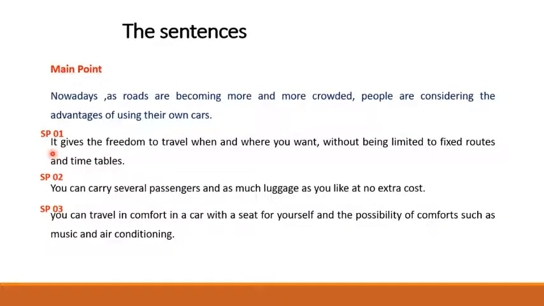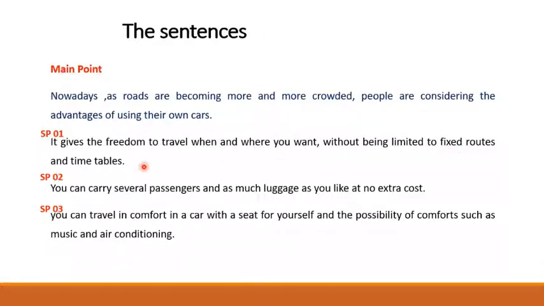So the first supportive sentence is, it gives the freedom to travel when and where you want, without being limited to fixed routes and timetables. Simply, now you know the point is, it gives the freedom to travel. That's the point. But simply writing the point is not enough. You have to give some details. So you have to write a sentence with some details. You have to give some information there. So that becomes a good sentence there.